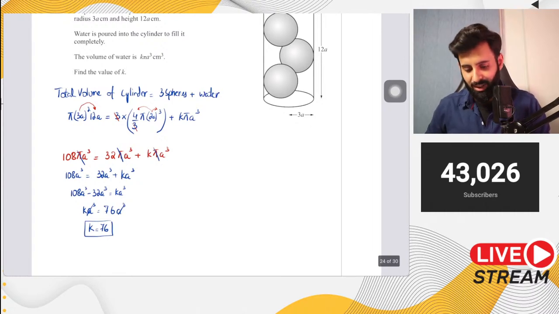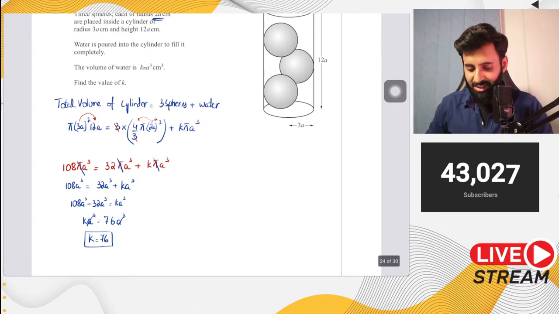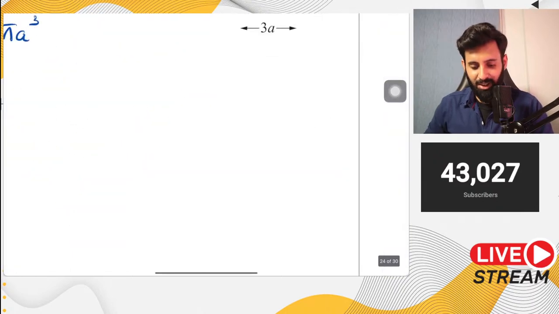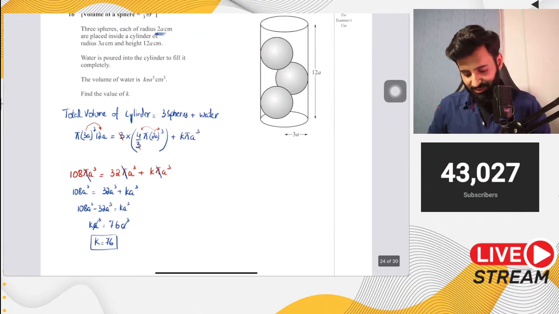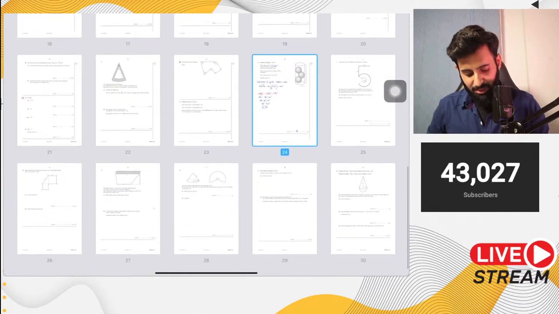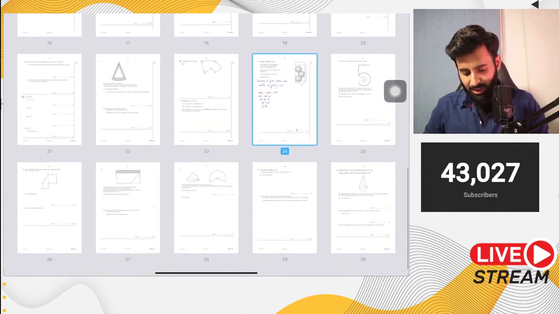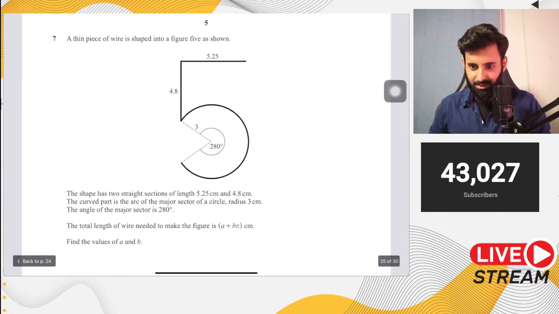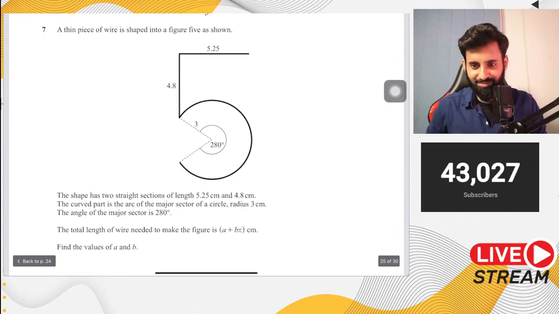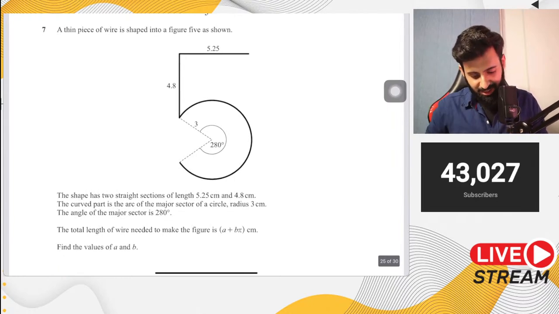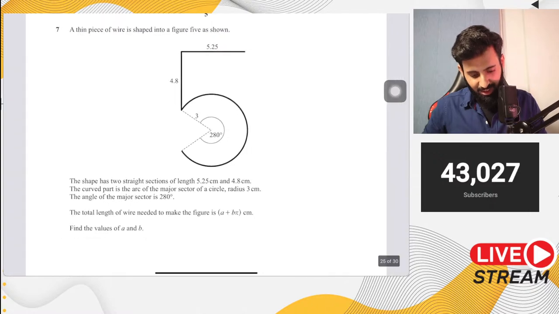I got an A in math. Now you probably ask, "A star kyun nahi aaya?" Hamare time pe A star nahi hota tha. I gave the exams in 2010, and I think A star came after 2010. All right, so let's do this question.